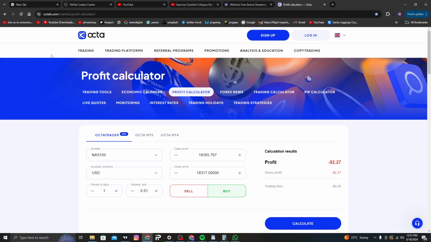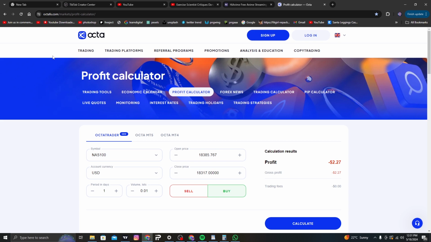That's the name of the website. Just go up here: octfx.com. We're not going to register, we're not going to do anything. We're just going to use their profit calculator. That's the only thing we want. We just want to use their calculator, that's it. Now, this is the calculator down here, guys.